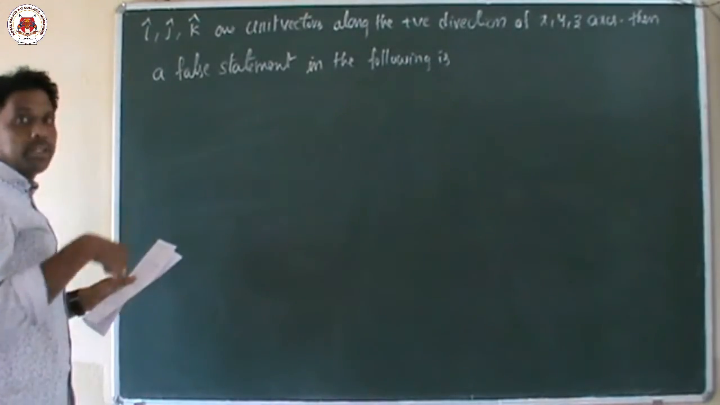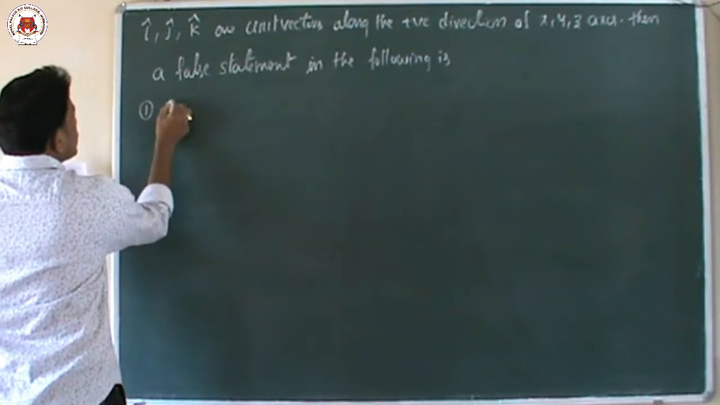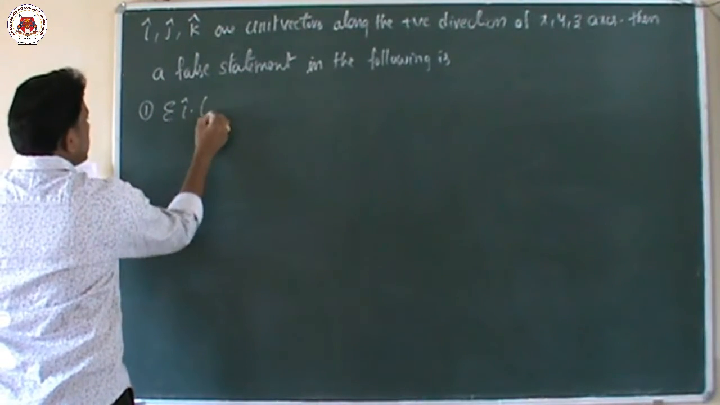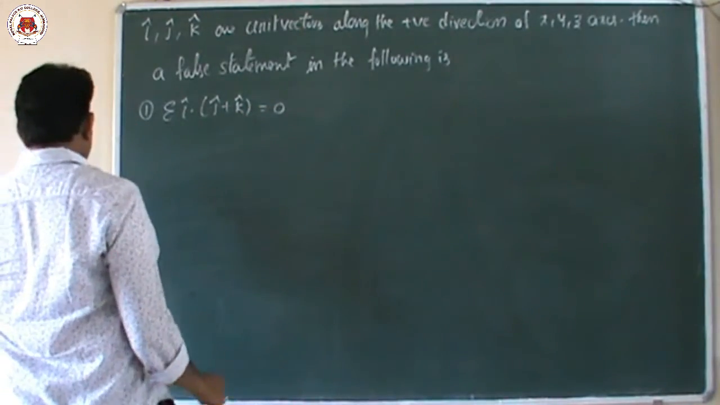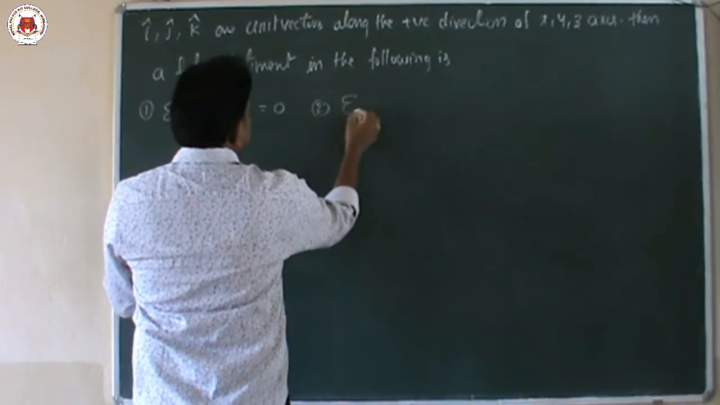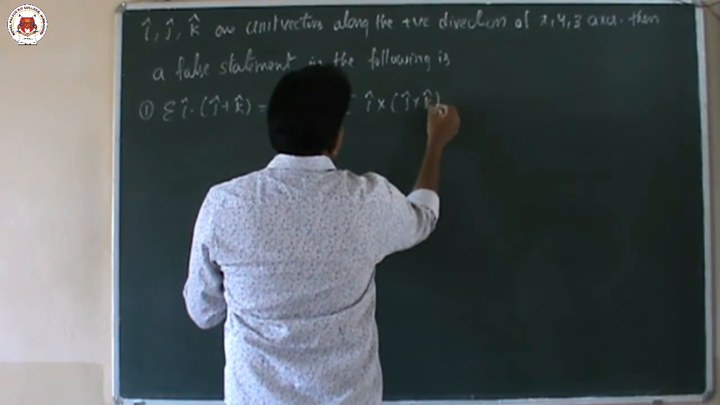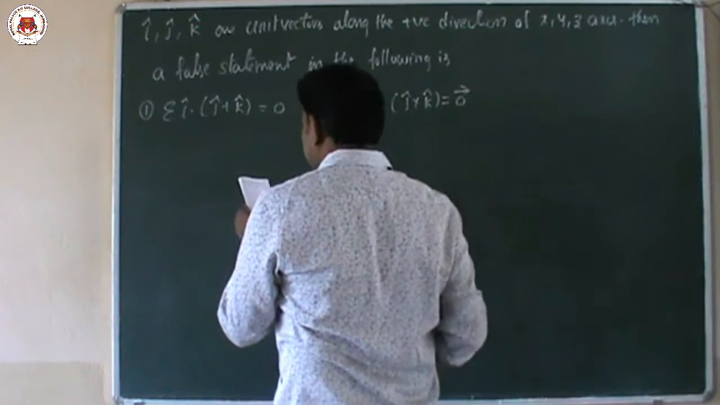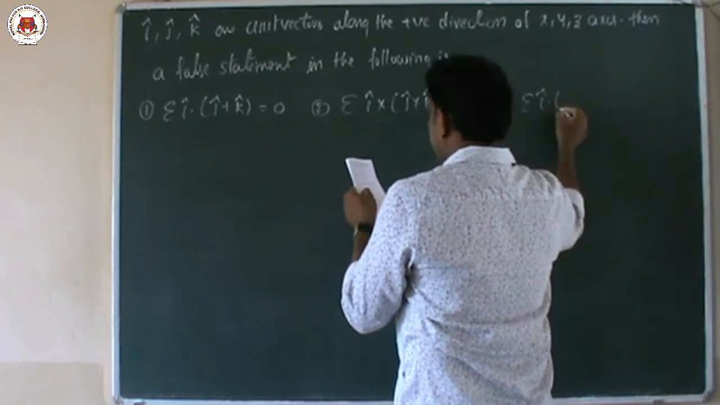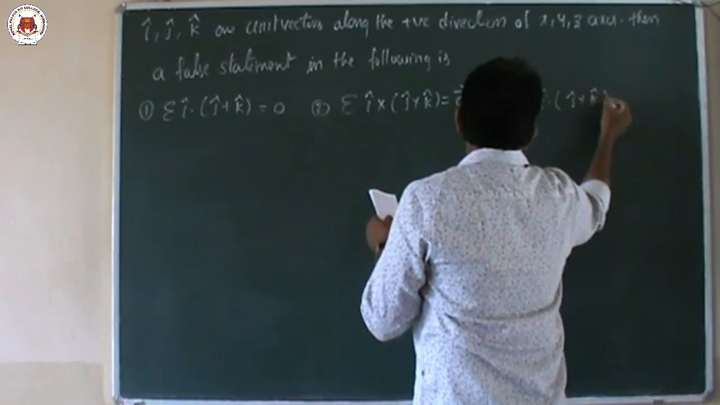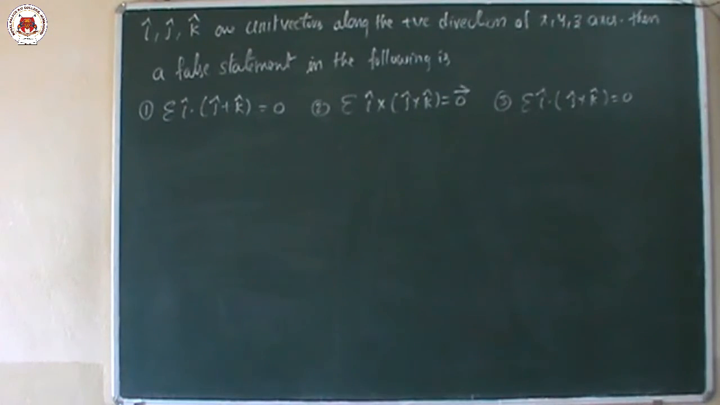From that, which is the false option we have to find. So options are very important. The first option: summation of i cap dot j cap plus k cap is equal to 0. And the second option is summation of i cap cross j cap cross k cap is equal to 0 vector. And the third option is summation of i cap dot j cap cross k cap equal to 0. Here, assuming three options are given, he is asking which one is the false statement.